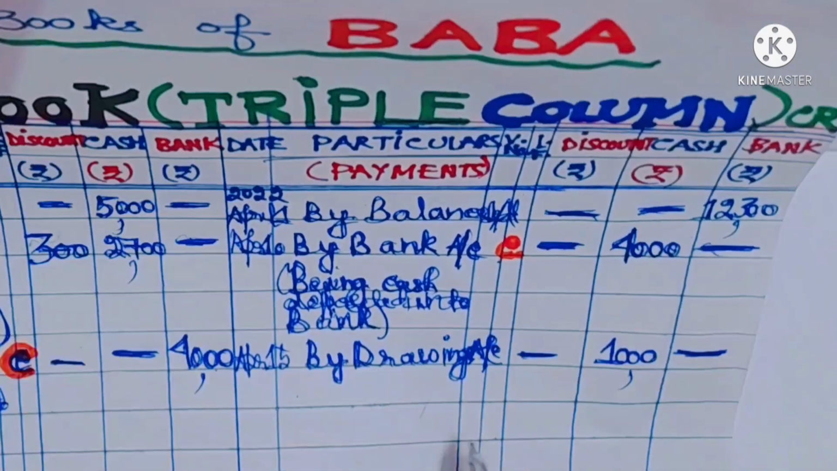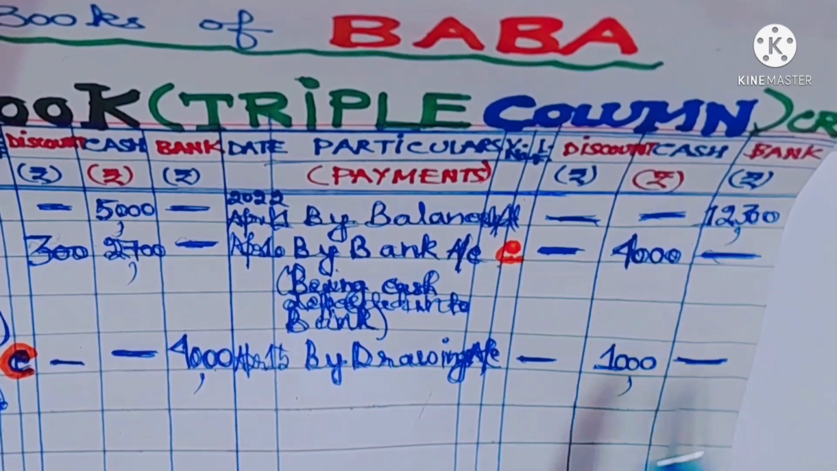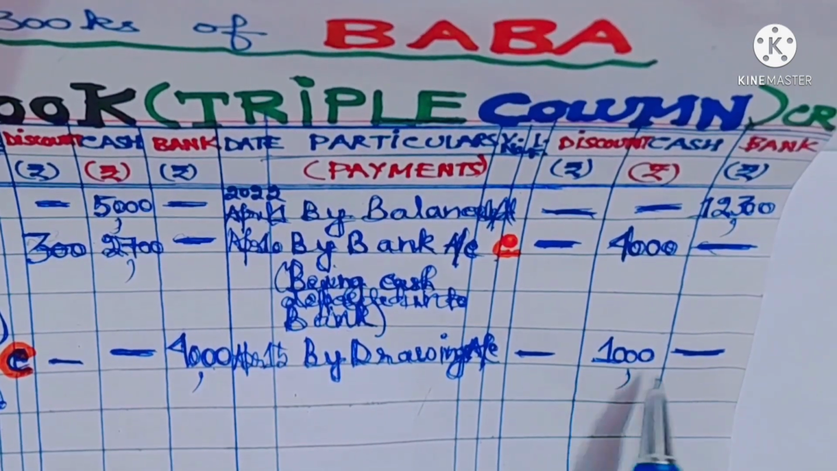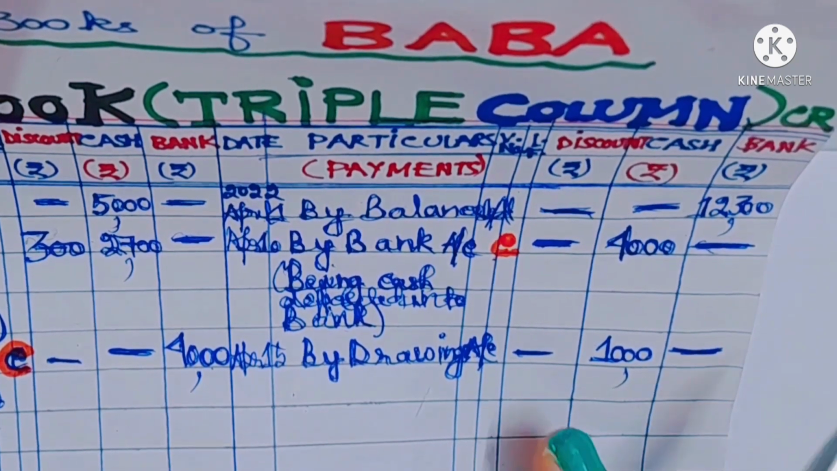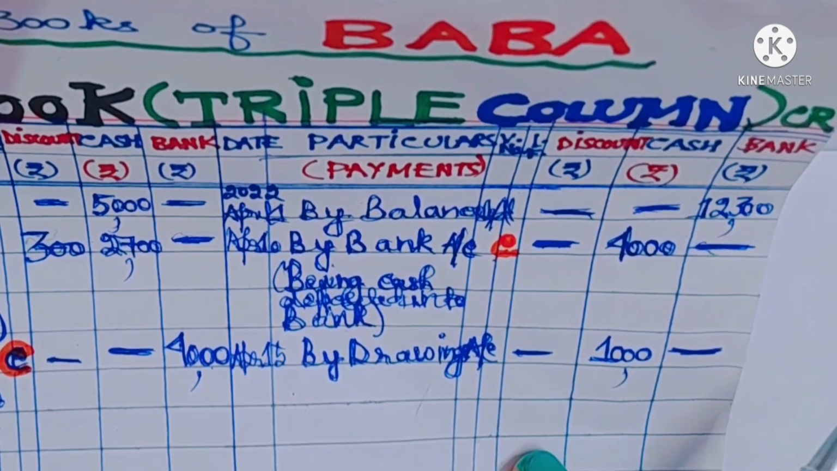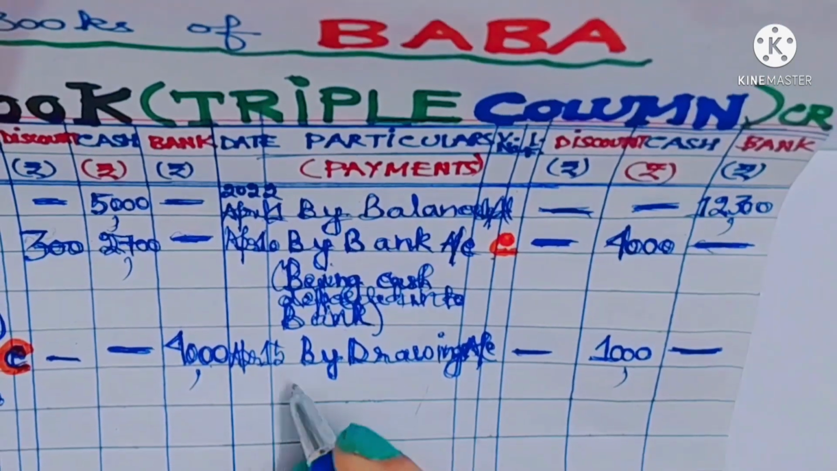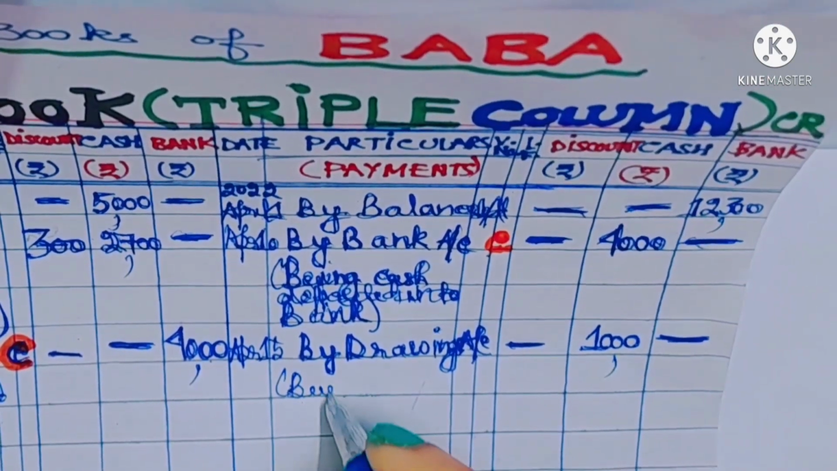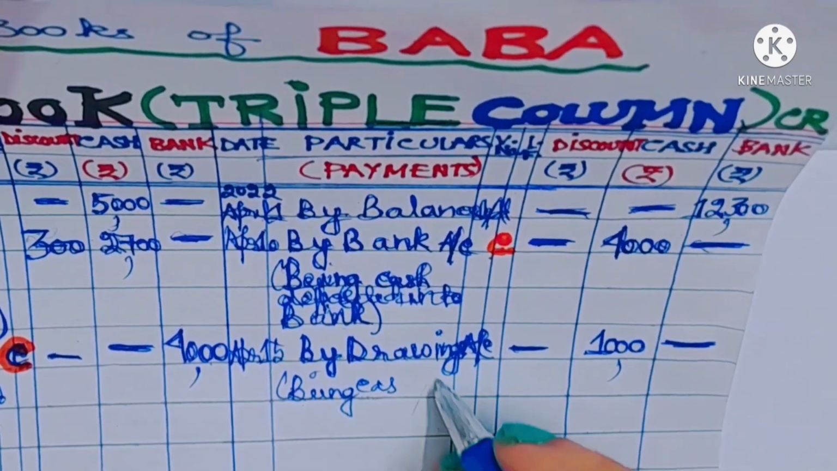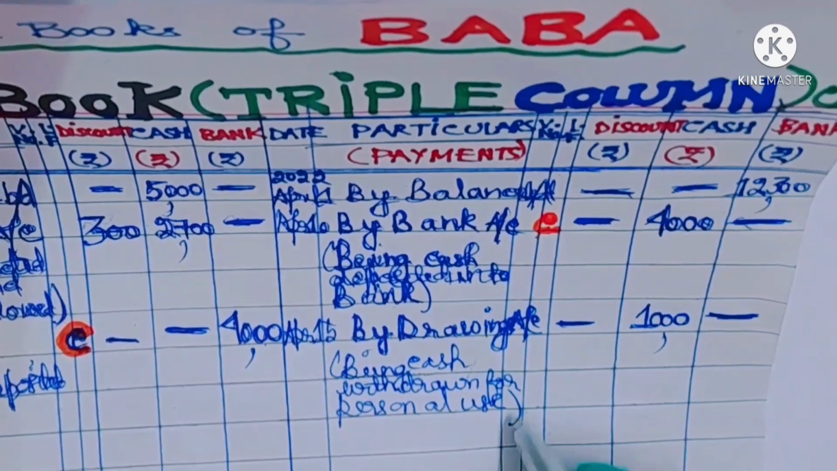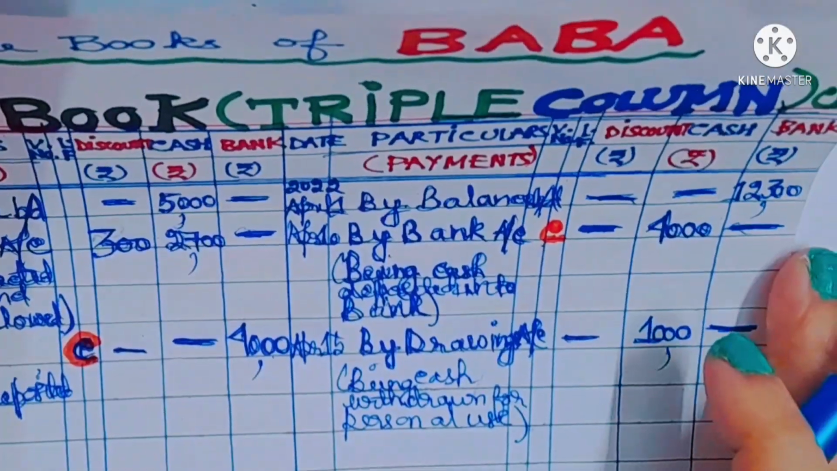Okay. Moreover, cash column represents cash account. Cash account comes under real account. According to real account, what goes out is credit. Here, when cash is withdrawn, cash goes out from the business. So, let me write down the narration. Being cash withdrawn for personal use. Okay. Now, let's see the next transaction.